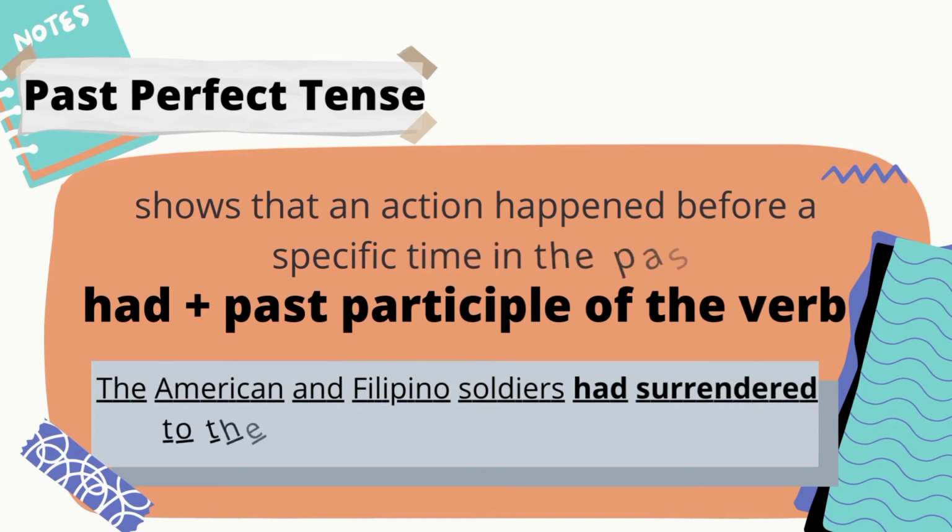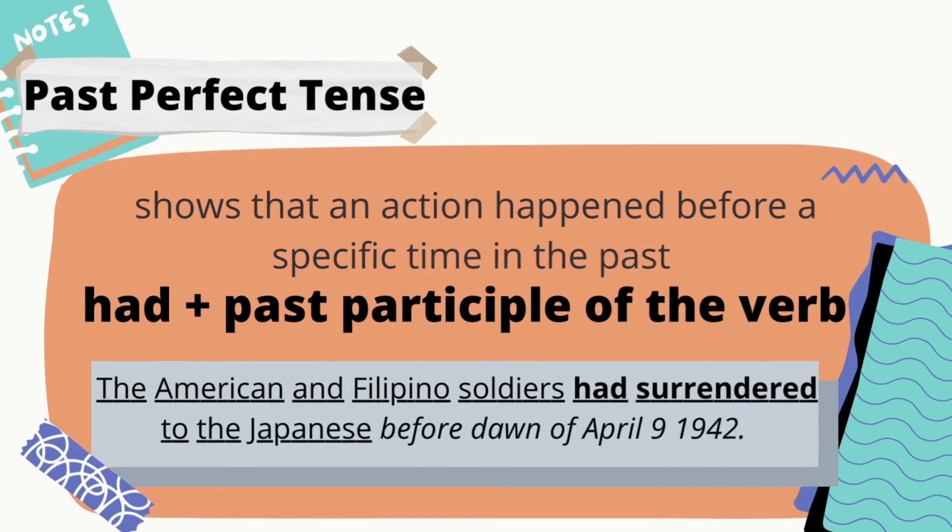Past perfect tense may also show that an action happened before a specific time in the past. For example, the American and Filipino soldiers had surrendered to the Japanese before dawn of April 9, 1942. This sentence shows that an action, the surrender of American and Filipino soldiers, happened before a specific time in the past, and that is April 9, 1942. Therefore, the past perfect tense of the verb used is had surrendered.